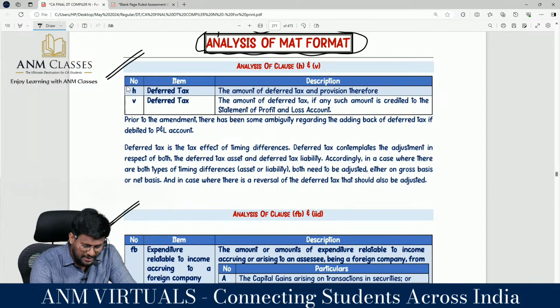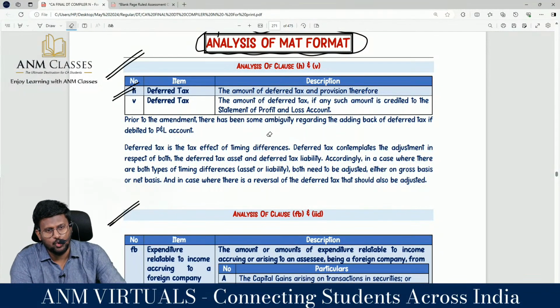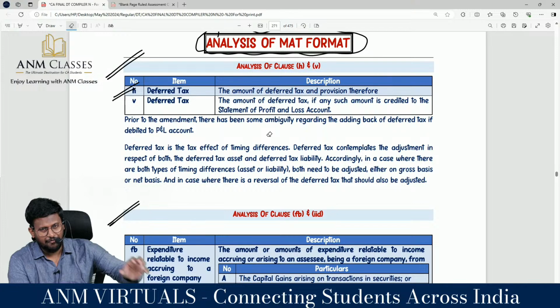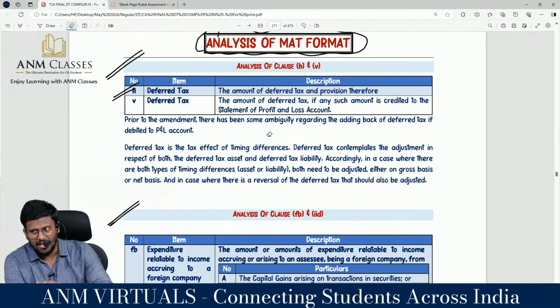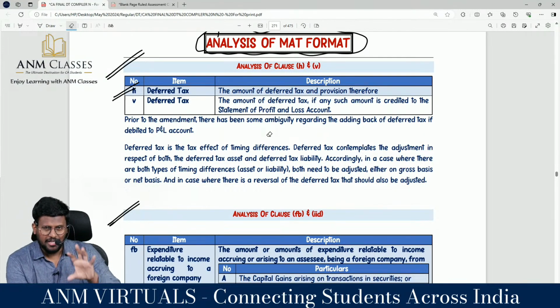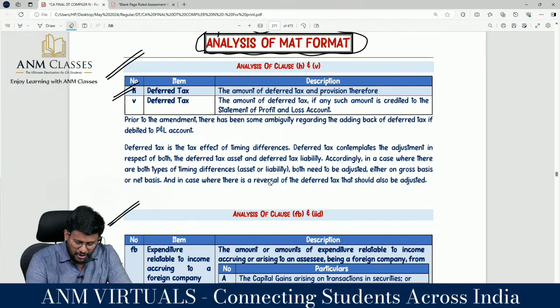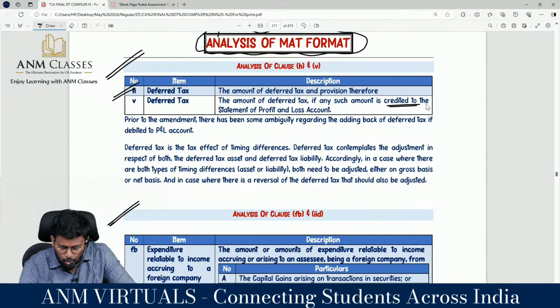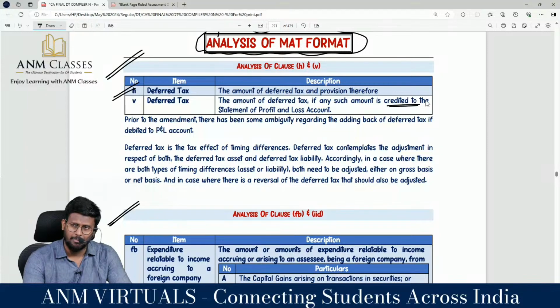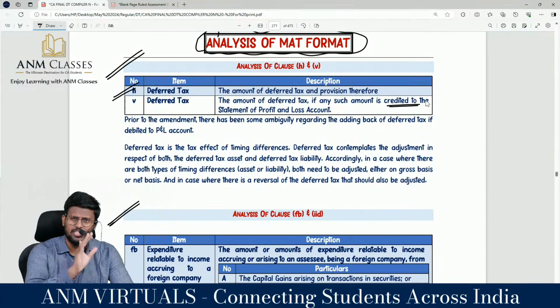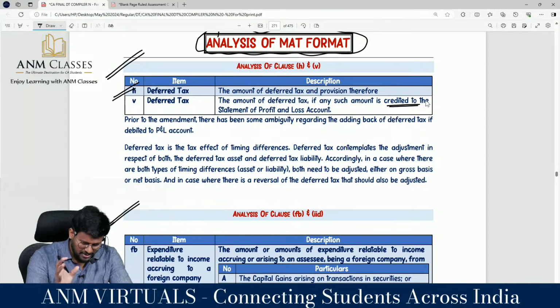We understood that any deferred tax, amount of deferred tax and provision thereof, debited to P&L account should be added back. If deferred tax is debited to P&L account, add back. If deferred tax is credited to P&L account, minus it. If any such amount is credited to statement of P&L, that means deferred tax will not suffer MAT. There is no need to pay MAT on deferred tax.